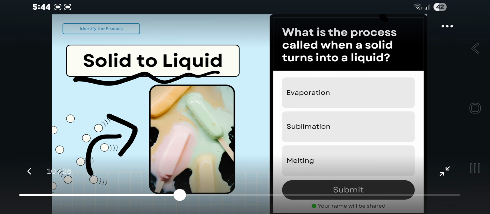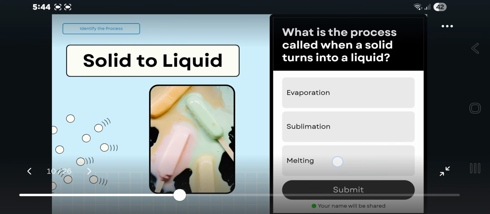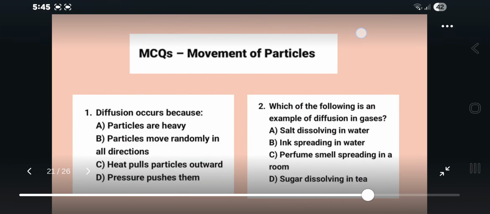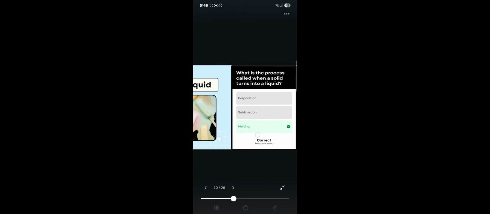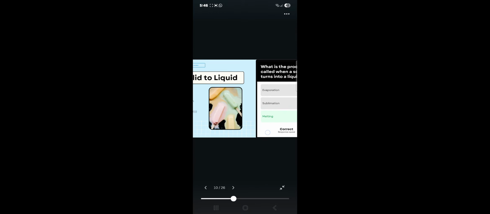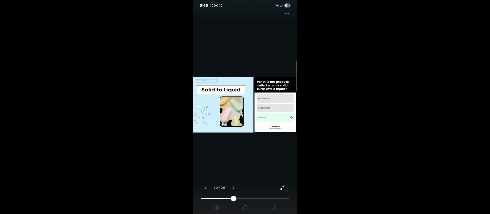Yes, it is melting. The correct answer over here is melting. Okay, kids, the correct answer over here is melting. Okay, this is the correct answer. Let's move on.